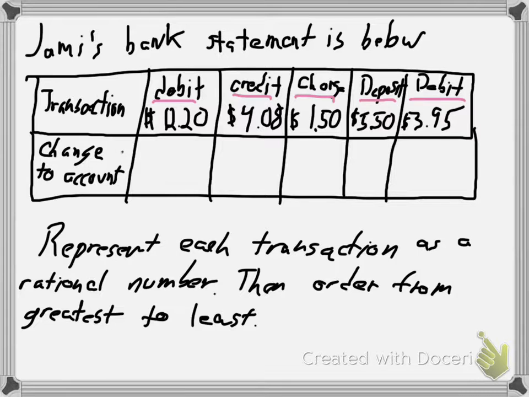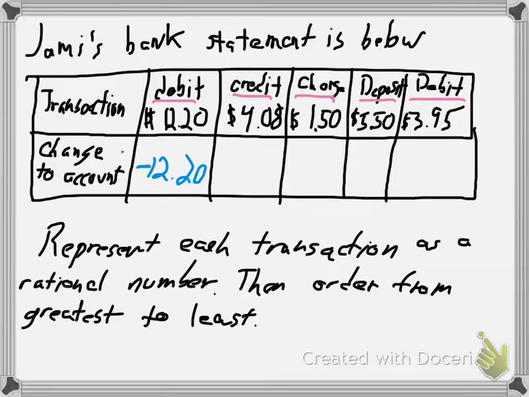So let's go through. Okay, the transaction says I have a debit of $12.20. If you are having a debit, that sounds and looks like debt, right? So we know that debt is a negative number. So we're going to say our debit of $12.20 is negative 12.2. We could say 12.20, but do we really need that zero there? No. So either way, 12.2 or 12.20, and again, that's negative.